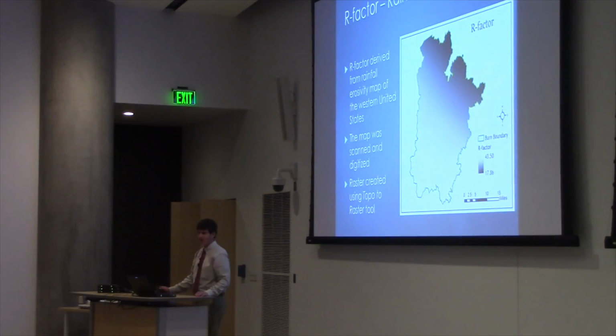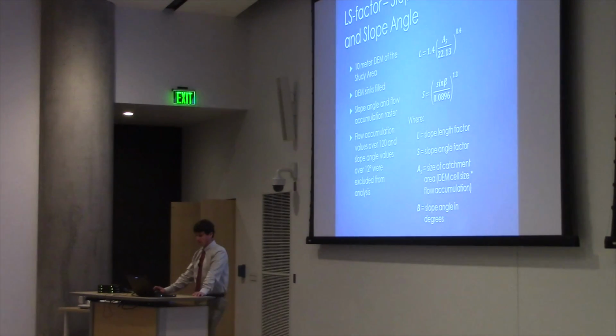I now go over how I assessed each of the soil erosion factors. The R factor, rainfall erosivity, was derived from a rainfall erosivity map published in the Revised Universal Soil Loss Equation Handbook. The map was scanned and digitized, and a raster shown here was created using the Topo to Raster tool. The LS factor, the slope length and slope angle factor, was calculated using a 10-meter DEM of the study area. This DEM was used to create a slope angle and flow accumulation raster.